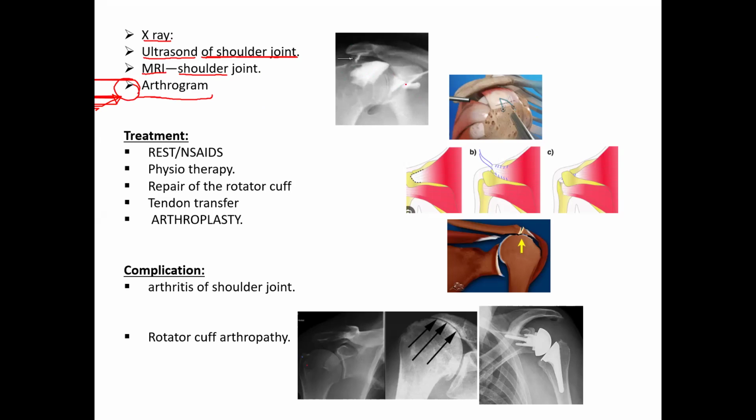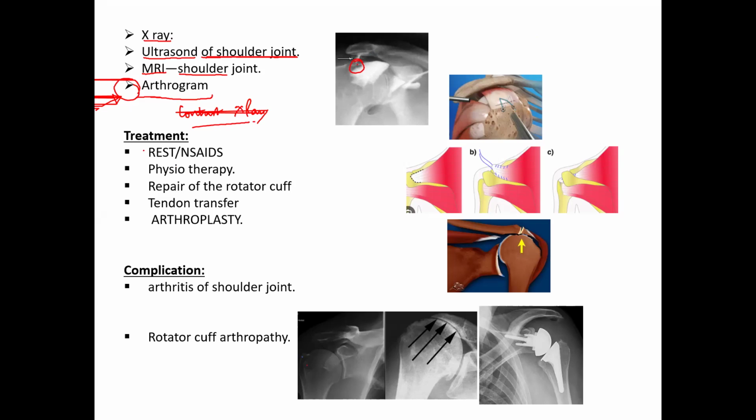This all white is the dye inside the shoulder joint. If you see, some of the dye has breached through the rotator cuff and entered into the subacromial space. So this indicates that the patient is having some discontinuity here, which is allowing the dye to come out of the joint. So this is a contrast X-ray. Contrast X-ray is arthrogram.